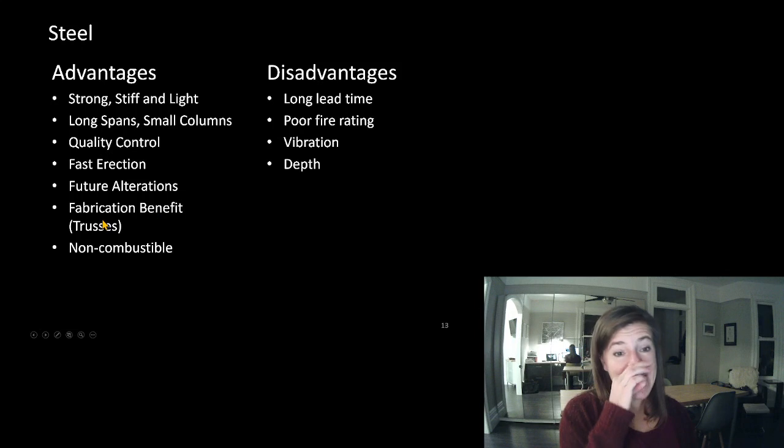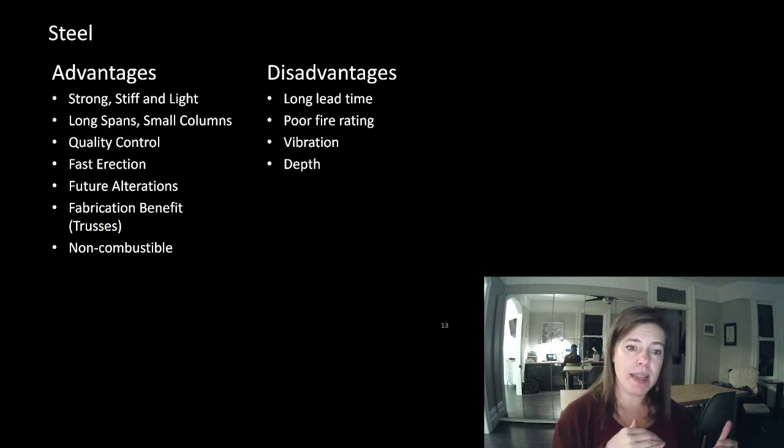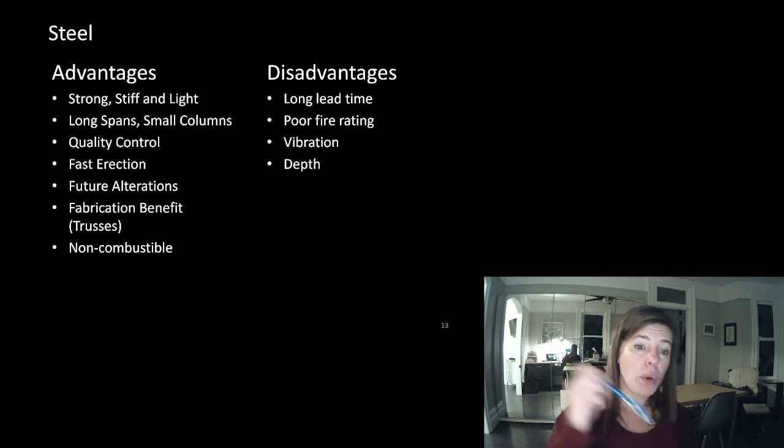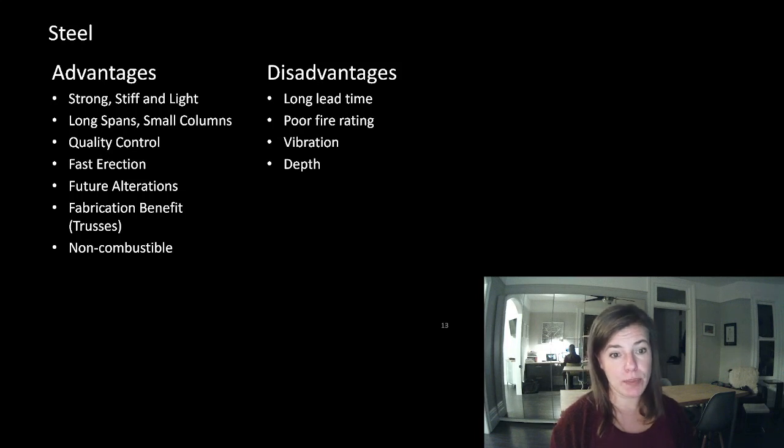Fabrication benefit, because we can fit things up in the shop, and it is always cheaper to do work in the shop. As much work as you can in the shop lowers the price of your project down as much as possible. There's a fabrication benefit of trusses in the shop, where we can take small elements and put together bigger elements of steel. Steel is non-combustible, meaning it doesn't burn. It itself is not a thing that will burn.